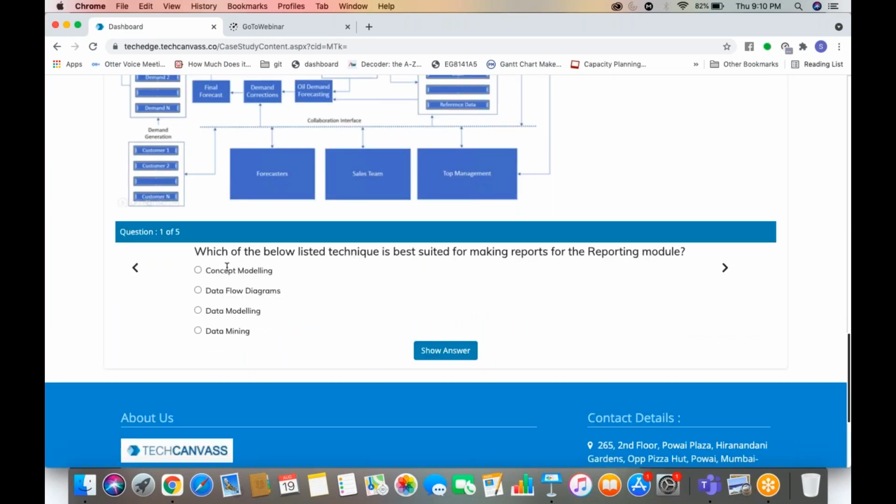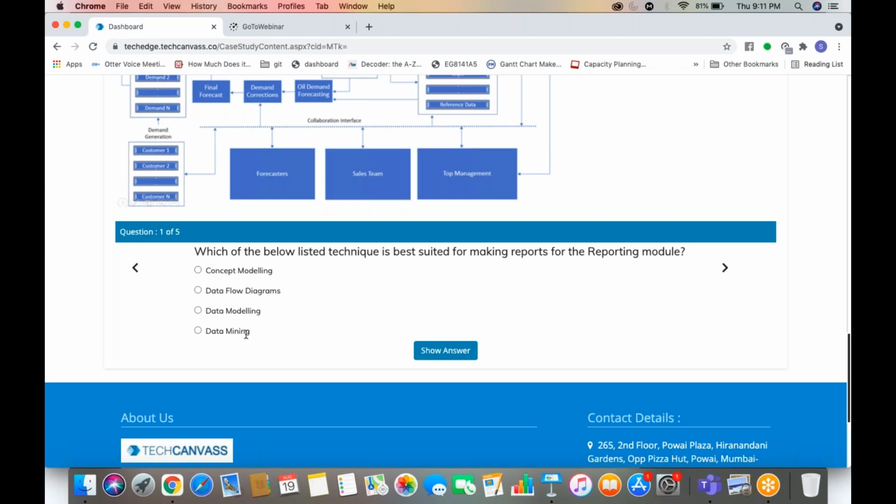Concept modeling? No. Concept modeling is used for business vocabulary. Straight away, I can eliminate it. Data flow diagrams? No. Data flow diagrams are used to show how information flows between different systems. Eliminated. Data modeling? No. Data modeling talks about entity relationship diagrams and other stuff, multiplicity and everything. So I can eliminate it.